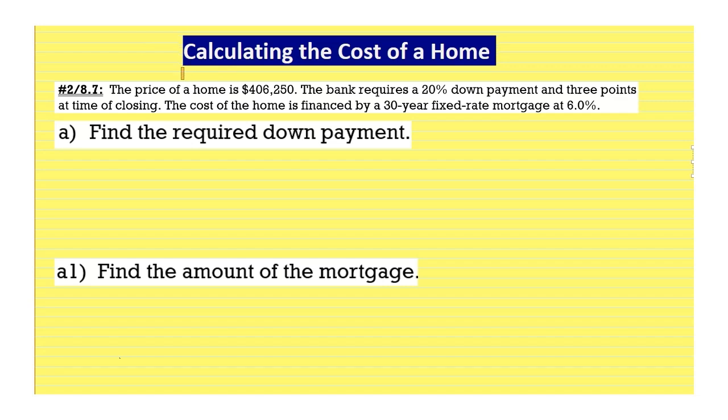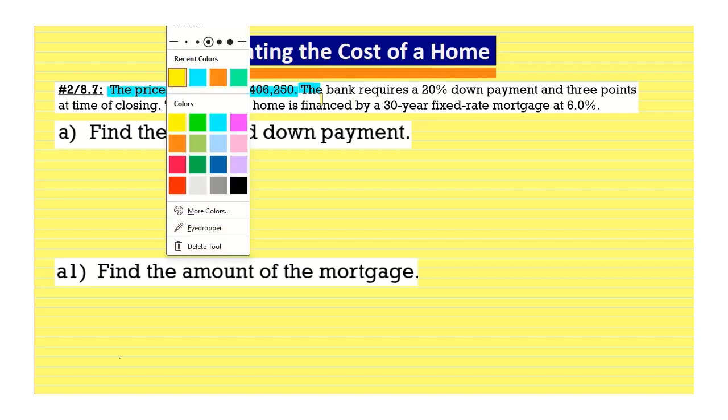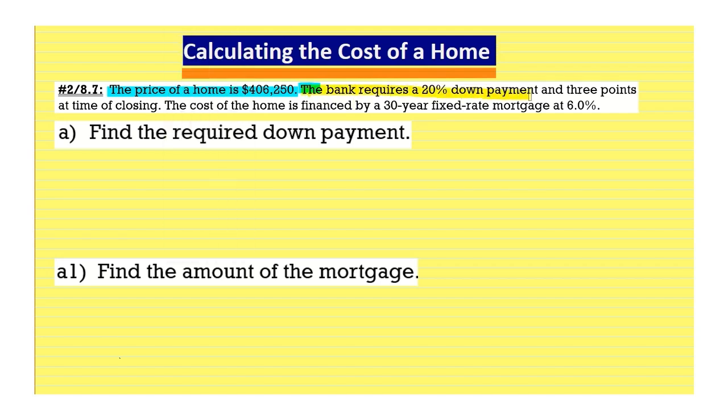Now we're going to work on calculating the cost of a home. Our information on this problem says the price of the home is $406,250. It says the bank requires a 20% down payment and it requires 3 points at the time of closing. The cost of the home is financed by a 30-year fixed rate mortgage at 6%.